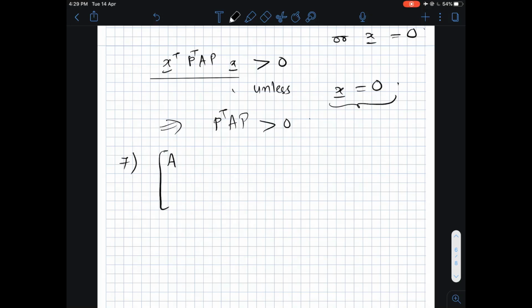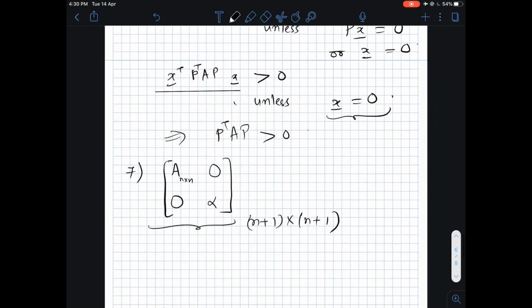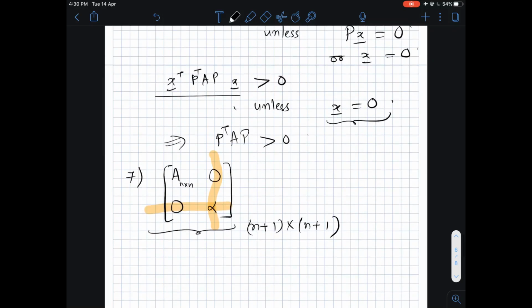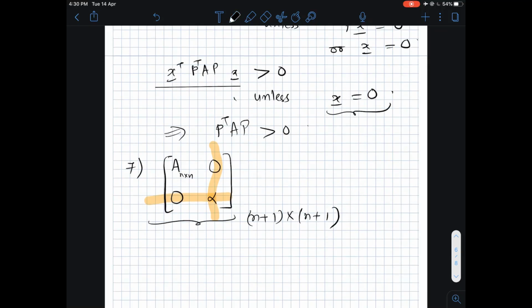And then let me look at another property. So if you have a matrix A, and suppose I know that A is positive definite, and I now append zeros and construct a new matrix. Here A is an n cross n matrix, and I construct this full n plus 1 cross n plus 1 matrix by simply adding another scalar here, alpha. This is the new row that I add, and this is the new column that I add. The new row and column that I add is all zeros except for the diagonal entry, which is alpha.